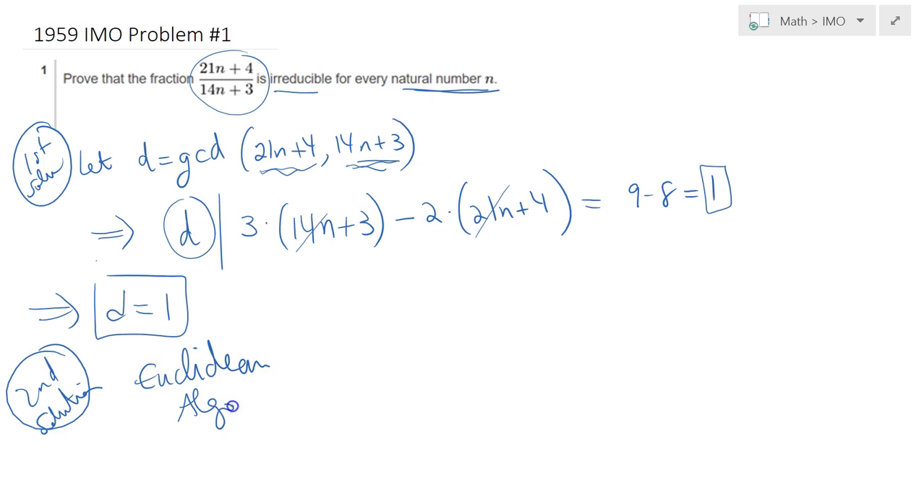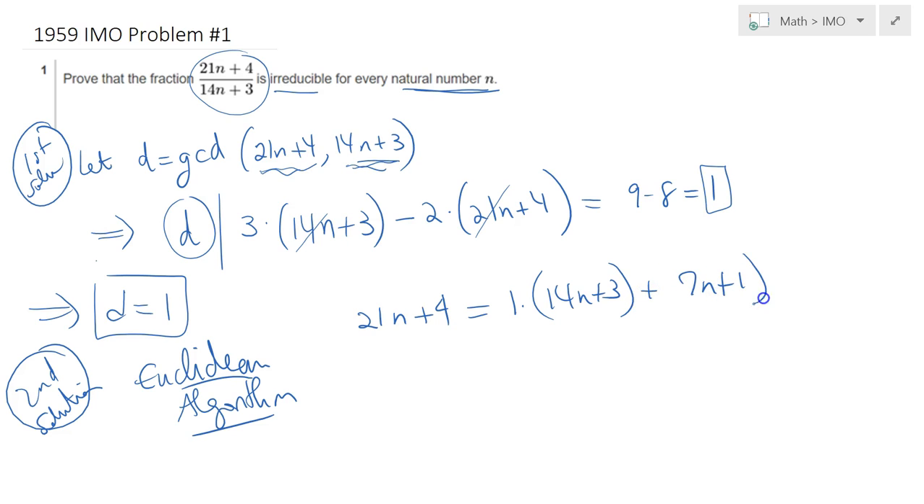Now a second solution will directly use the Euclidean algorithm, which is simply a repeated application of the division algorithm. The last remainder not equal to 0 basically gives the greatest common divisor. So let's solve the problem accordingly. 21n plus 4, let's first divide it by 14n plus 3 using the division algorithm. We have only one of these, plus the remainder 7n plus 1.